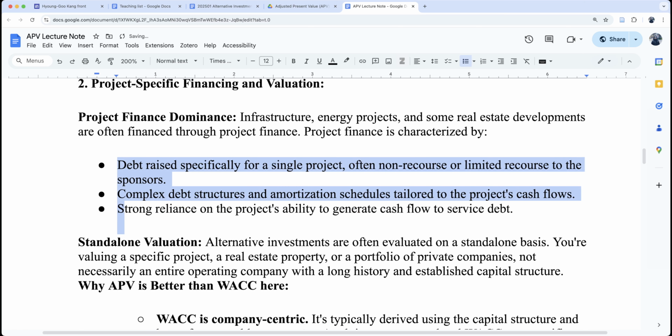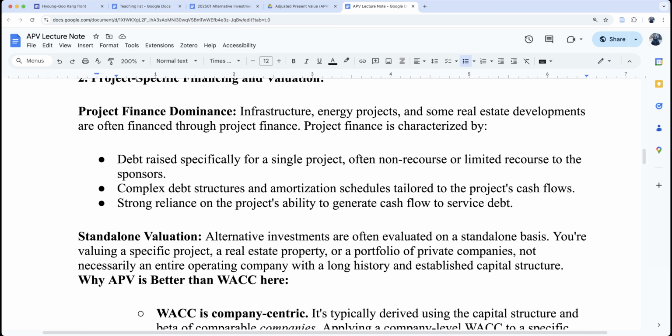Okay, so the characteristics of project financing is that it raises funds specifically for a single project, often non-recourse or limited recourse to the sponsors, and it involves complex debt structure and amortization schedule tailored to the project cash flow and optimized for debt tax, right? So strong reliance on the project's ability to generate cash flow to service debt.